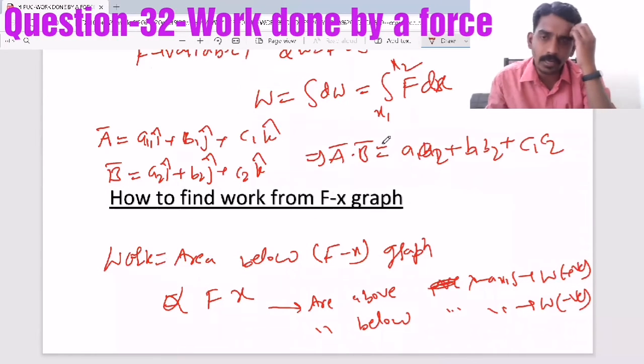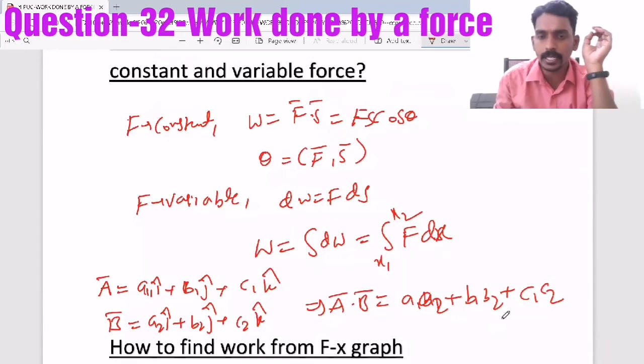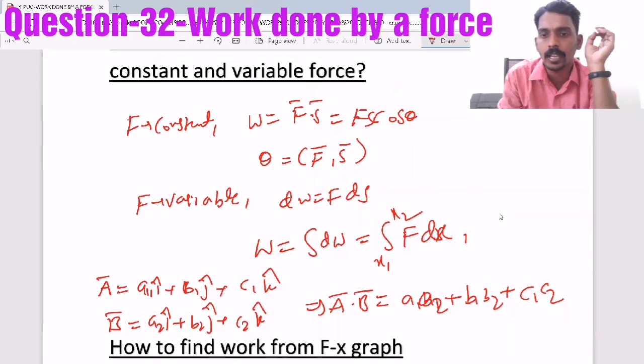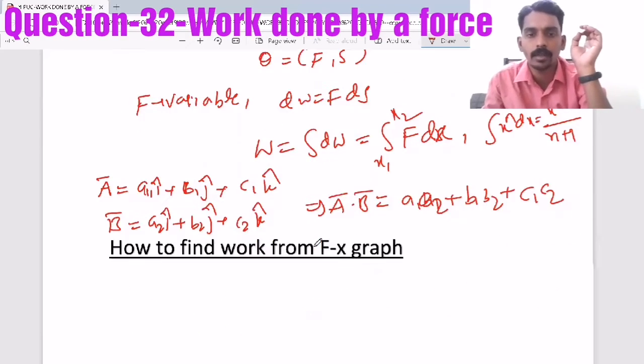Now, when there is work done by a variable force, they will give the force in terms of displacement x so that you can go for the integration. The integration formula which is required is the integration of x power n dx is x power n plus 1 by n plus 1. This is the one formula we will mainly use in finding work done by a variable force.